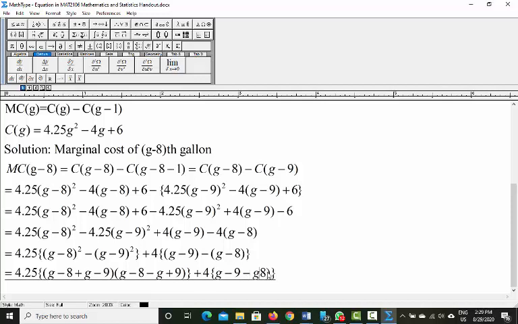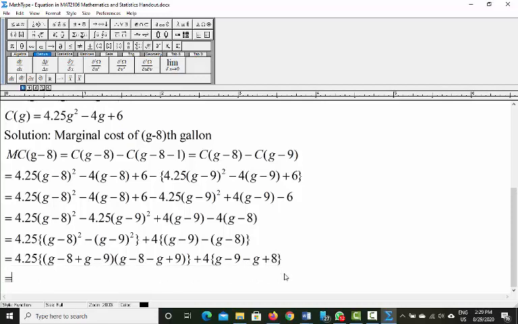Minus a minus a: this one will become plus, and this one will become plus, right? So what we will have here: as you can see, from here we have minus g and here we have g, so the g terms cancel each other out. So minus 9 plus 8 means minus 1, so minus 1 minus a plus a minus a plus a minus 4. Minus 1 multiplied by 4 is minus 4, so we will have minus 4 here.